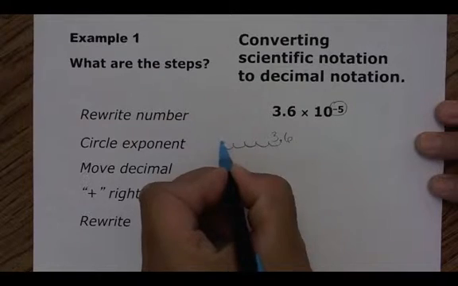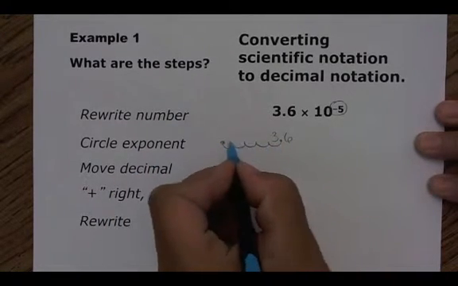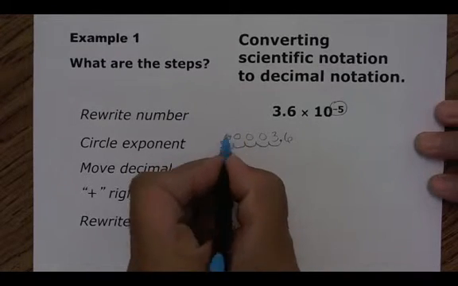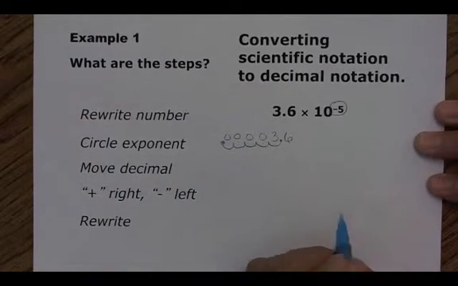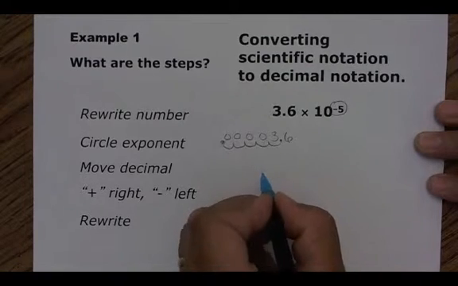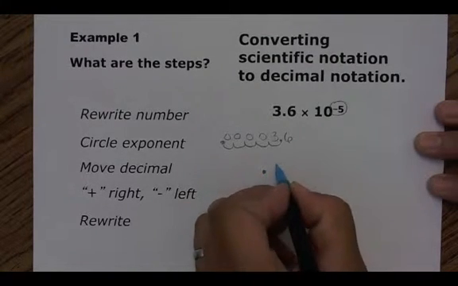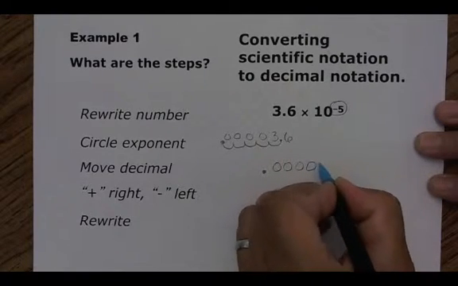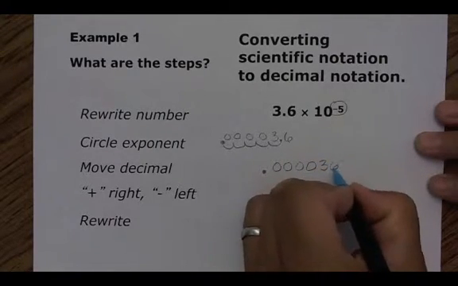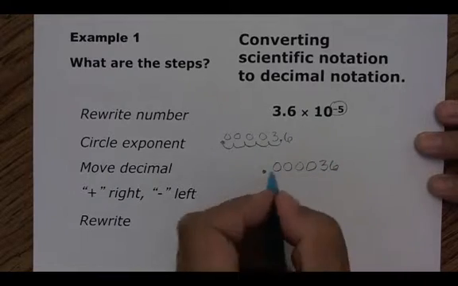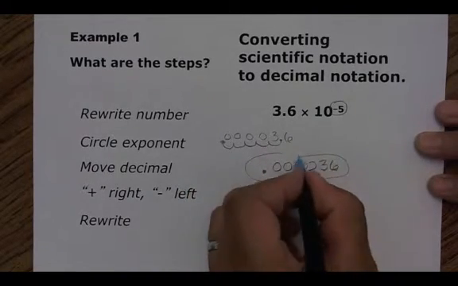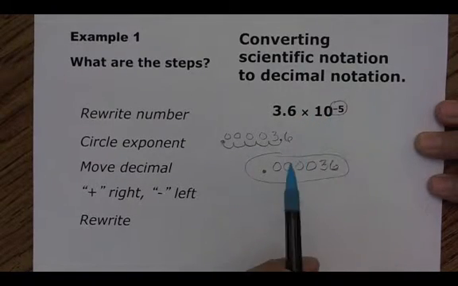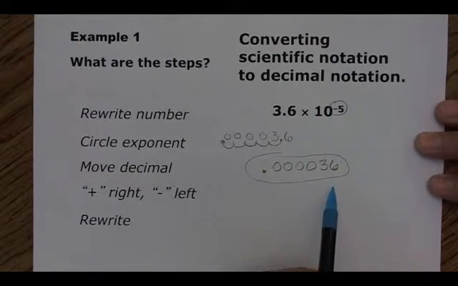And then I'm going to put my new decimal point. And in these empty spaces, we're going to put zeros because those are the placeholders. And then to get my answer, I'm going to rewrite that. In this case, 0.0000036. And I'm going to circle my answer. And that's converting a number from scientific notation to decimal notation.